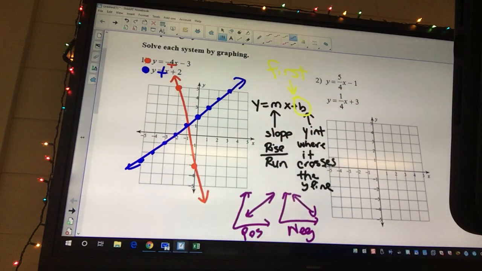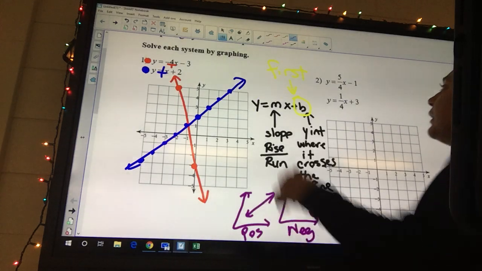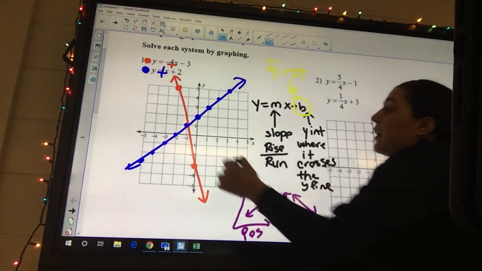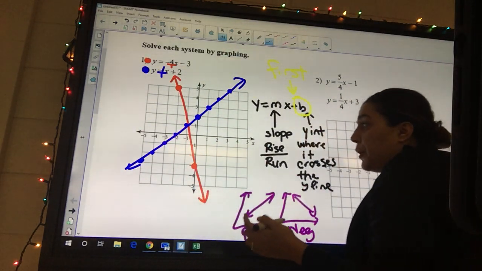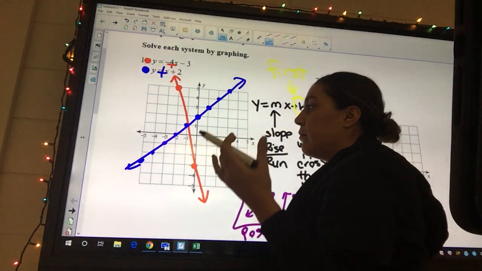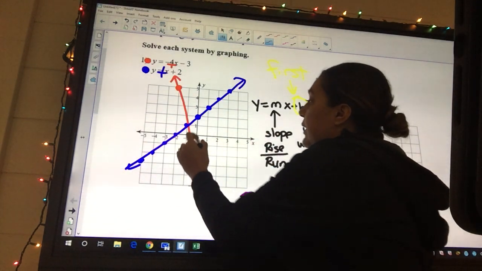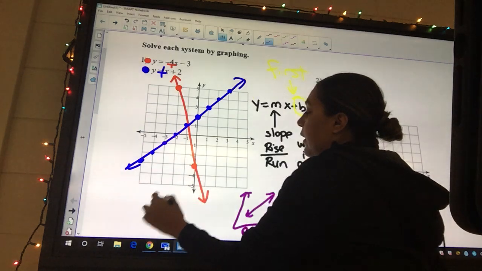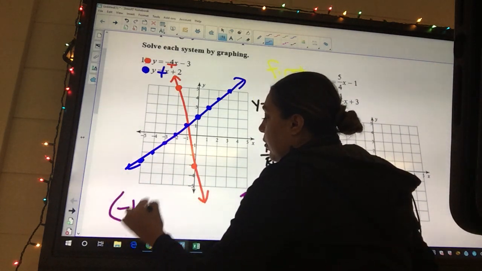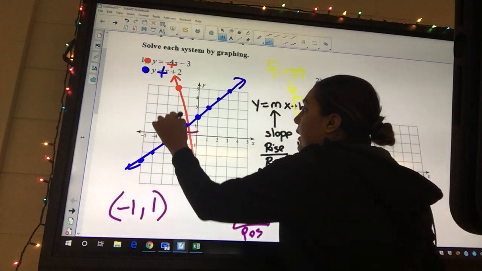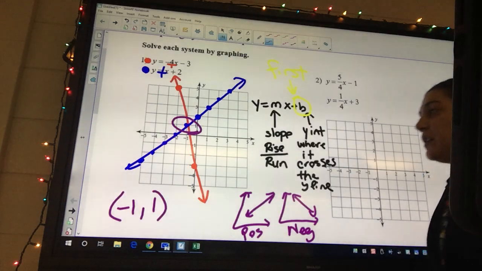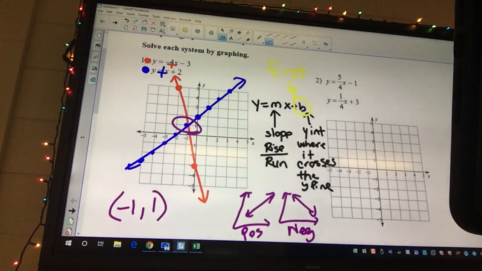So our solution set, okay, our solution is going to be this point. And I don't really care where you write it, but you can't just graph them and not do anything else. It's at -1, 1. So our solution is really -1, 1. Okay? And that's right here. It's -1, 1. And so we've solved for these by graphing.